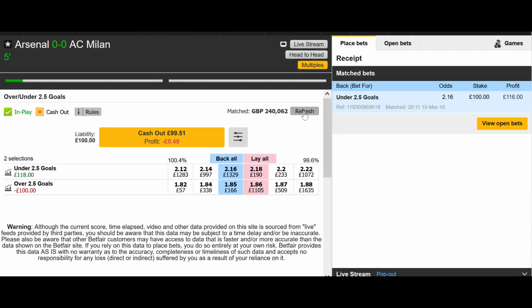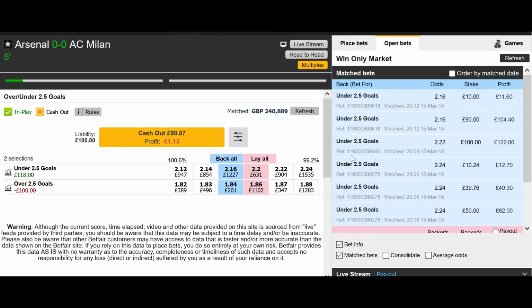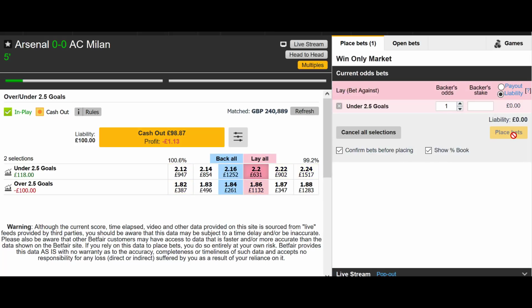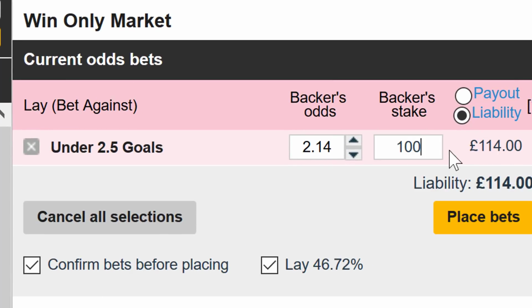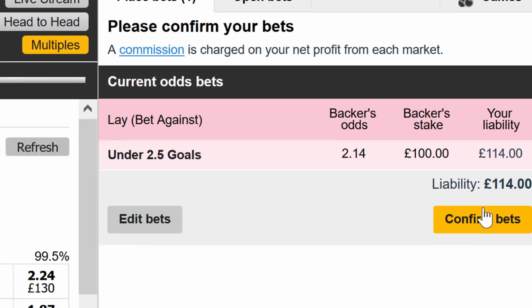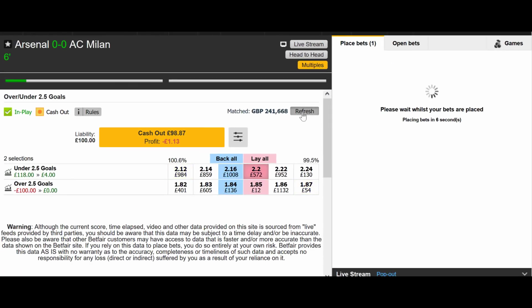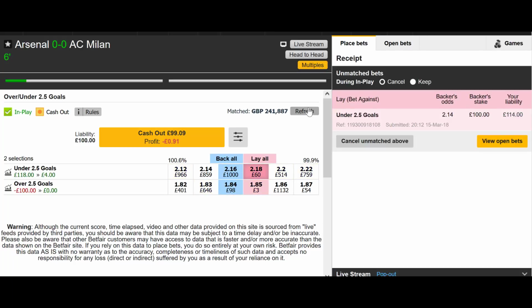Something you can do if you want to trade under 2.5 goals as well is to scalp the market. This is Arsenal against AC Milan, and we're going to try and scalp the market for 1 tick here. I did a quick scalp just before we started recording, but we went in with £100 at 2.16, so I'm going to try and get a lay matched at 2.14, and hopefully we can scalp a quick tick and get in and out of the market very quickly.